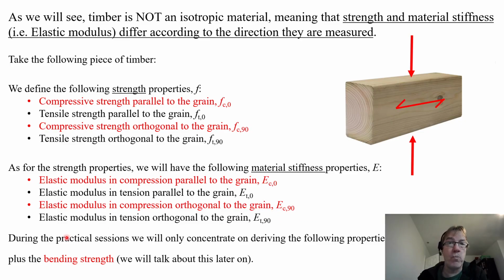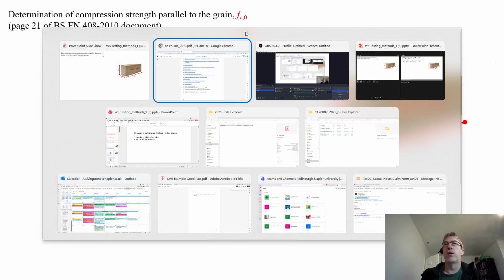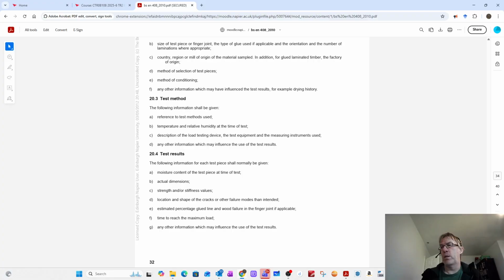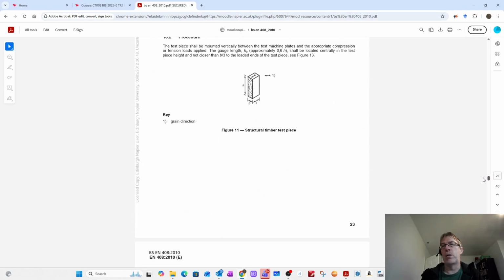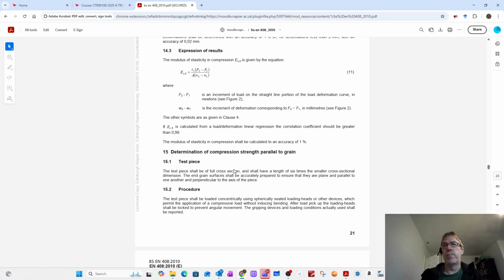And then also we'll be looking at the bending strength, but we'll talk about bending strength another time. So if we go back to that document that we had before, BS EN 408, look at page 22, we will get the determination of compressive strength parallel to grain. Pull it up just now, page 21. There we are.